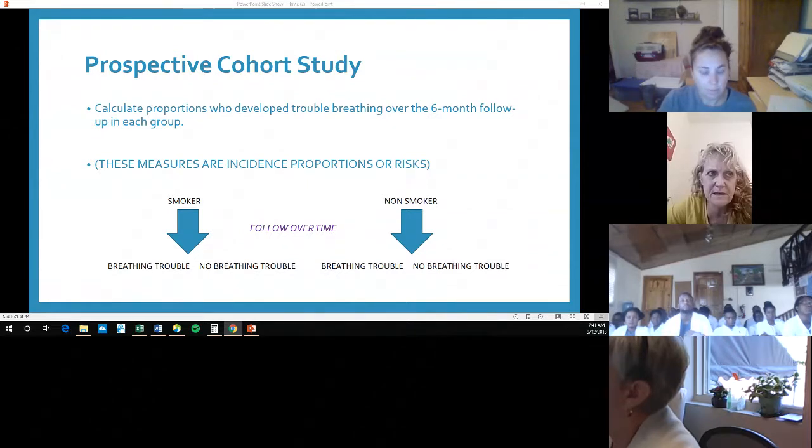The measures are exactly the same as in the retrospective cohort.